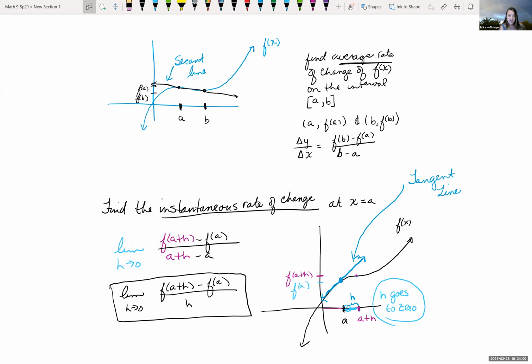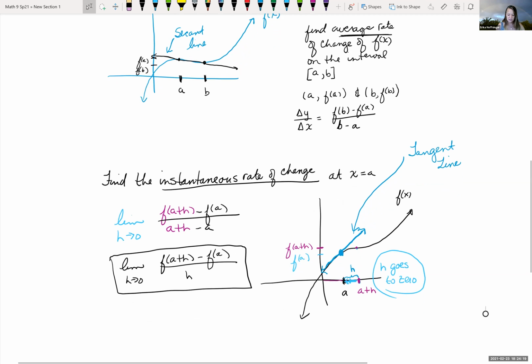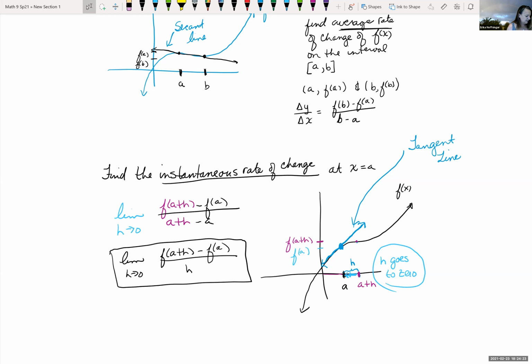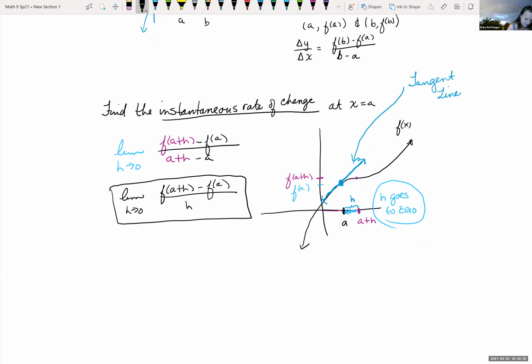The derivative has a couple of different ways that we can say it. We can say we want to find the derivative of a function at a particular point, or, meaning the same thing, we want to find the instantaneous rate of change at some point. Or the derivative is also known as the slope of that tangent line. So let's define it.